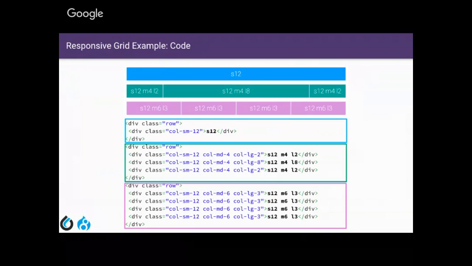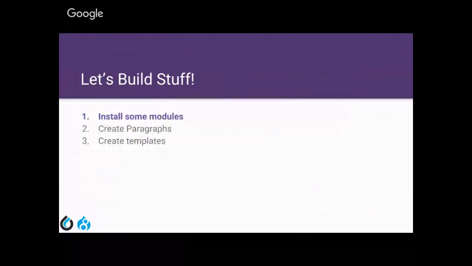So now that we have this front end piece, you can see that's actually very similar to the way that paragraphs works. And so now we need to find a way to integrate the two. So we're going to build some stuff. First thing we need to do, because it's Drupal, is we've got to install some modules, because that's what we do.